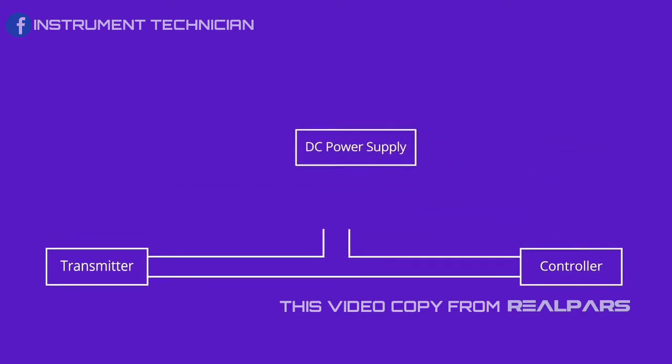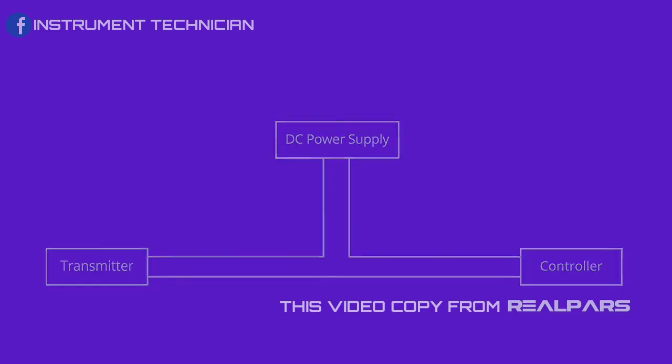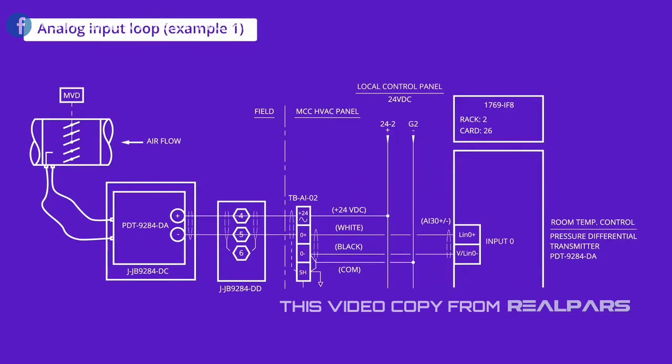Although companies may have different methods of creating analog I/O loop drawings, the transmitter, the controller, and the power supply are common to all. Let's look at some typical analog input loop drawings and pick out the transmitter, controller, and power supply, and see how they are connected to each other.